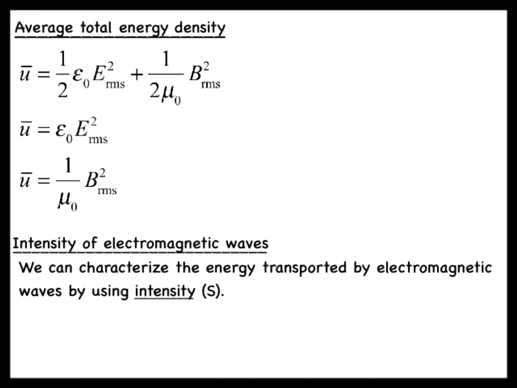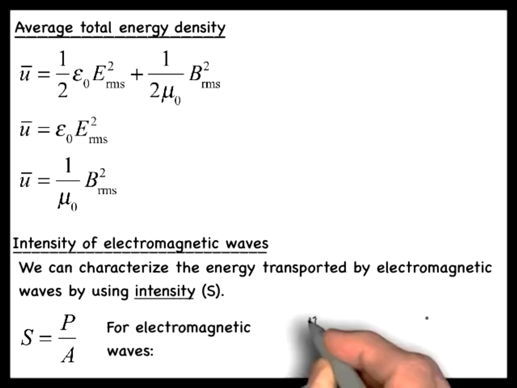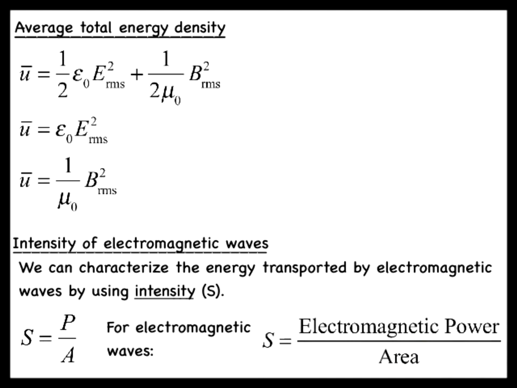When we studied sound waves in Chapter 16, we defined the intensity as the power that passes perpendicularly through a surface divided by the area of that surface. The intensity of an electromagnetic wave is defined in a similar fashion, where it is given by the electromagnetic power divided by the area of the surface. We can use this definition to relate the intensity to the total energy density. The intensity is given by the power per unit area, and the power can be written as the total energy divided by time. Thus, the intensity is equal to the total energy per unit time per area.